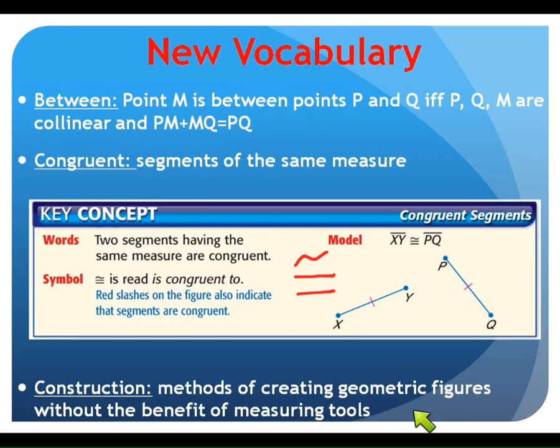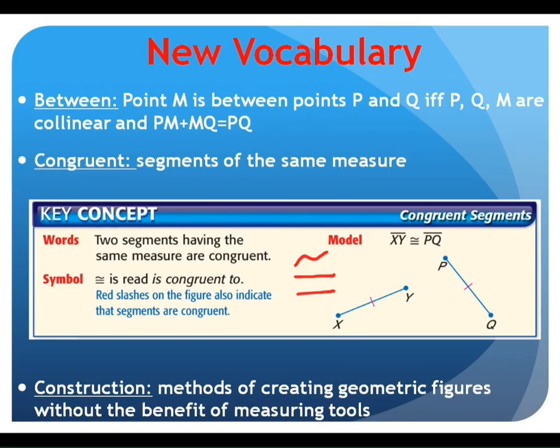And then last, the definition of construction, which is what we just did. It's methods of creating figures without measuring tools. So without a ruler, without a measuring tape. We created those figures only with a straight edge and with a compass. That's what a construction is. We'll have lots of constructions in here. We just did the first one, which was copying a segment.